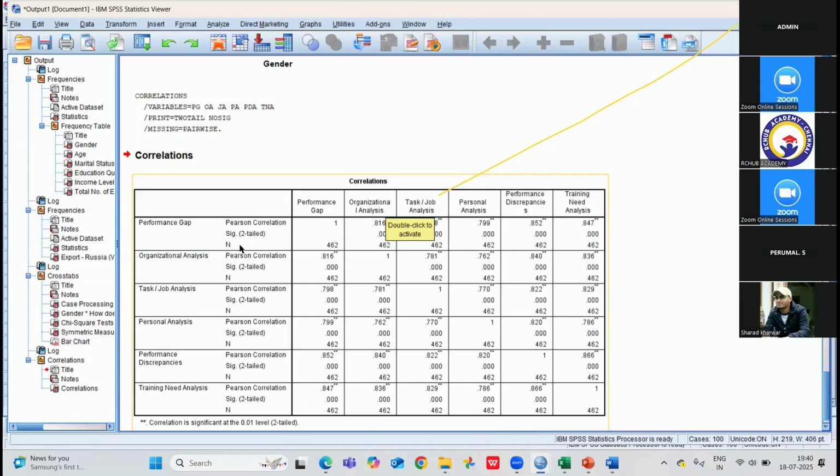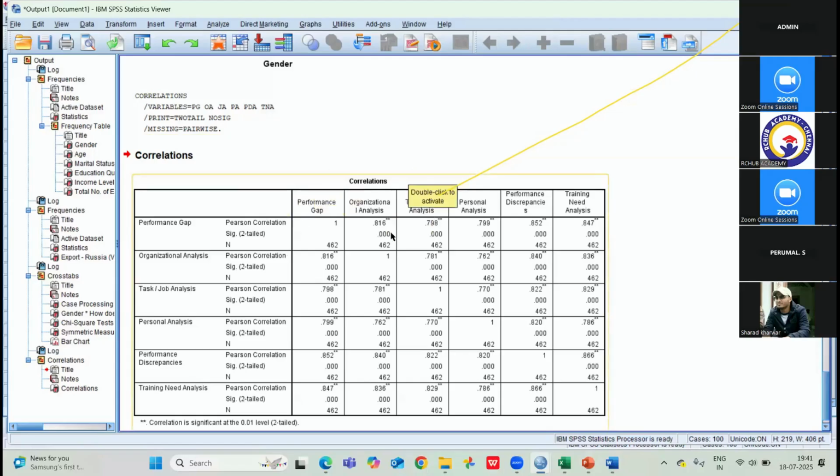If there is a performance gap, the organization analysis will be predominantly performed. If there is a performance gap among the employees in the organization, task job analysis will be done. If there is a performance gap, personal analysis will be done in the organization. If there is a performance gap, performance discrepancies will happen. If there is a performance gap, obviously training need analysis will happen. So this is the interpretation.